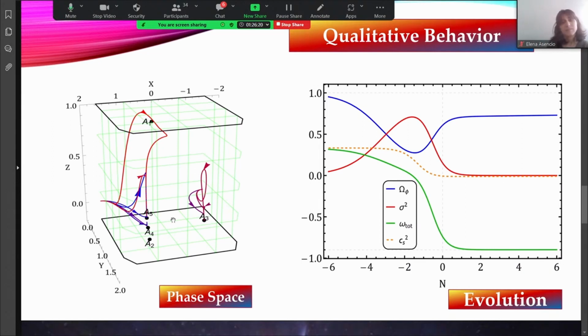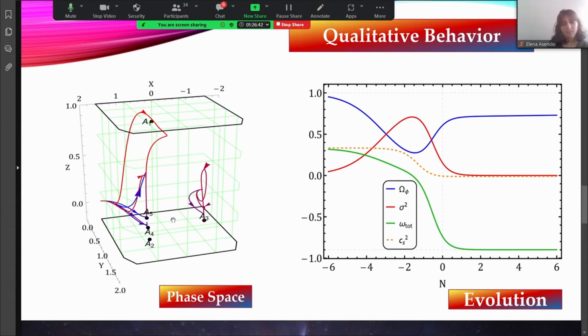So for the qualitative behavior, we can see some parameters evolving from past to present and future. Here N is the logarithm of the scale factor, and negative N actually shows us the past epochs, where we have plotted the fractional field density. Sigma squared denotes the matter fraction density.